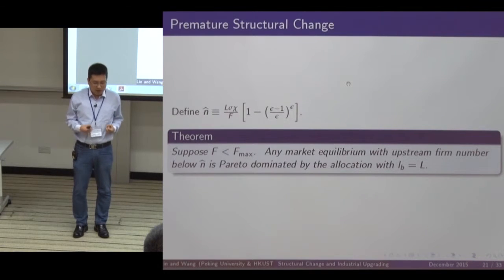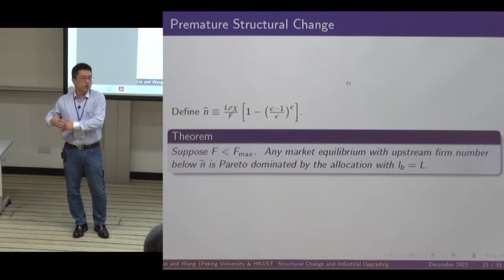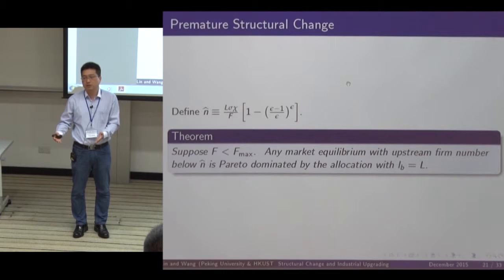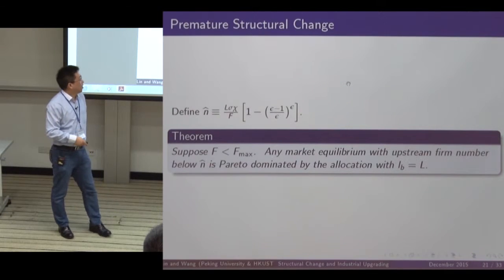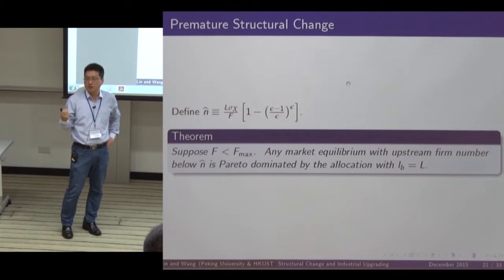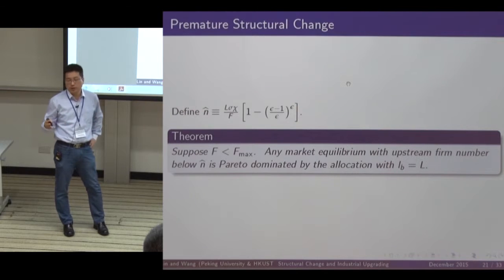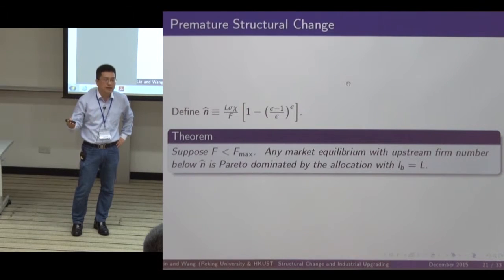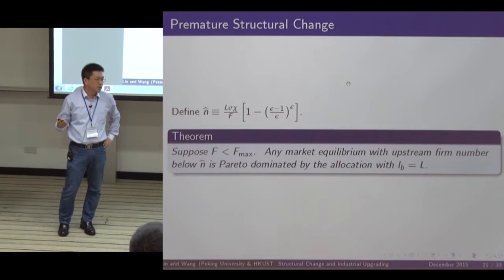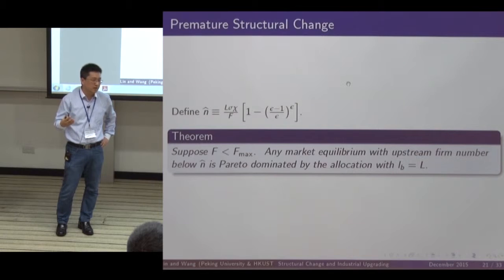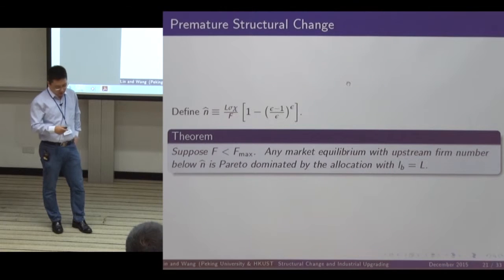But what's interesting is that if we compare the welfare or the GDP of the market equilibrium with another allocation in which we put all the labor into the basic manufacturing sector, you find that only when the equilibrium number of firms exceeds this N hat is the market equilibrium more efficient than the allocation in which all the labor works in basic manufacturing. In other words, no structural transformation, no industrial upgrading, would be better in terms of efficiency or welfare than the market equilibrium with structural change.